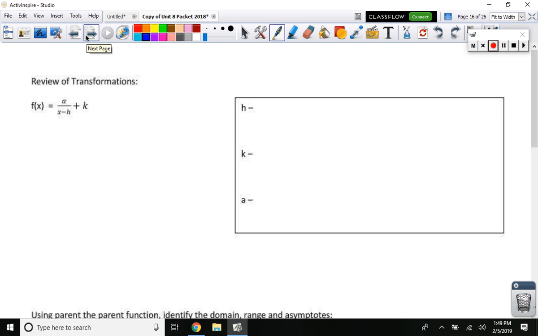Quick review of transformations here, right? You've got an x minus h on the bottom. What kind of transformation is that? Horizontal what? Shift, right? Horizontal, and it could be right or left. It depends on what. If I wanted to go to the right, what do I know about h?